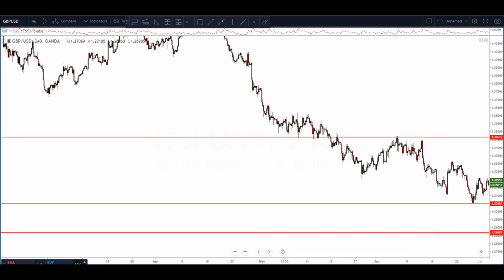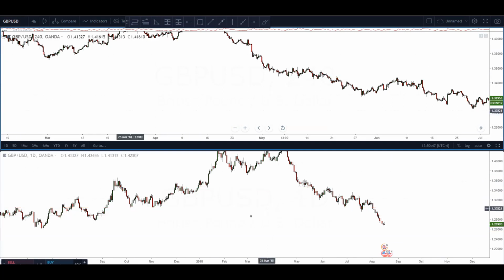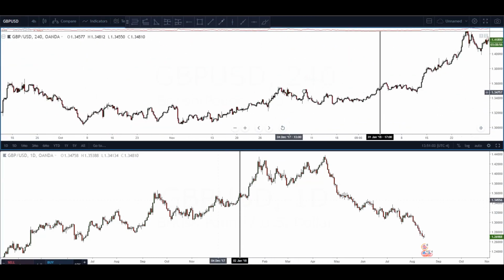And what we're going to do is go ahead and take a look at the pound dollar. We're going to delete all of this. We're going to go to all of 2018, and we're actually going to test this strategy together throughout 2018. So what I'll do is put a horizontal line right on the beginning of 2018. There we go. We'll move our 4-hour chart there.